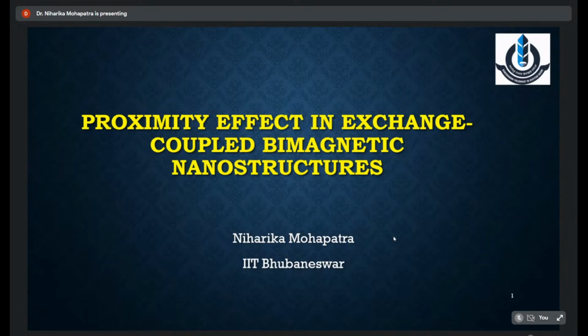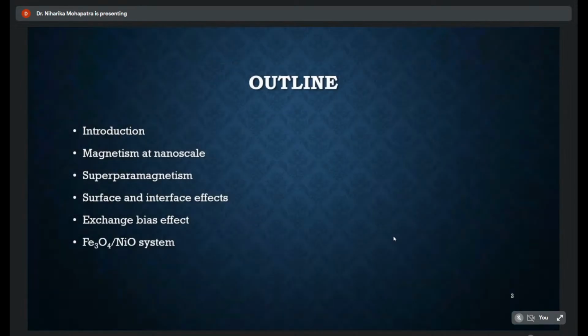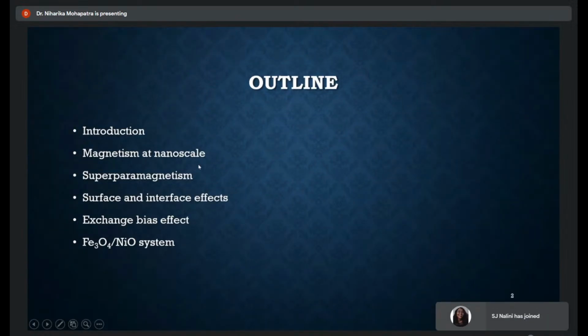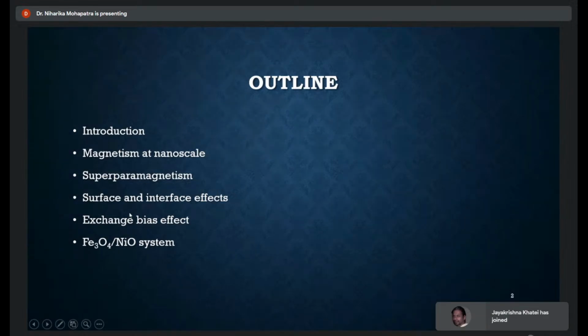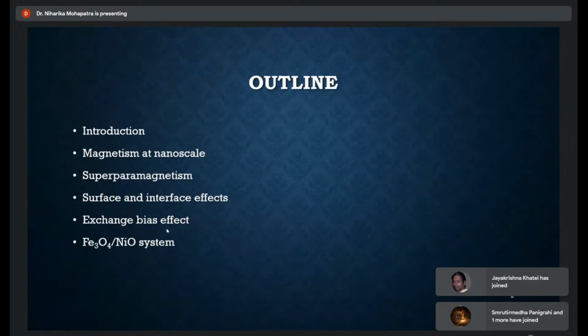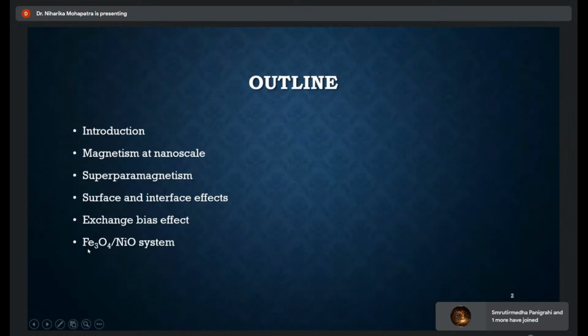I'll first introduce what I'm going to say. After introducing, I will talk about magnetism at nanoscale. Then, what is superparamagnetism and why it arises due to the surface and interface effect? What are the effects that change the magnetic property? And I pick one of the proximity effects, that is the exchange bias effect, particularly with the system of magnetite and nickel oxide.